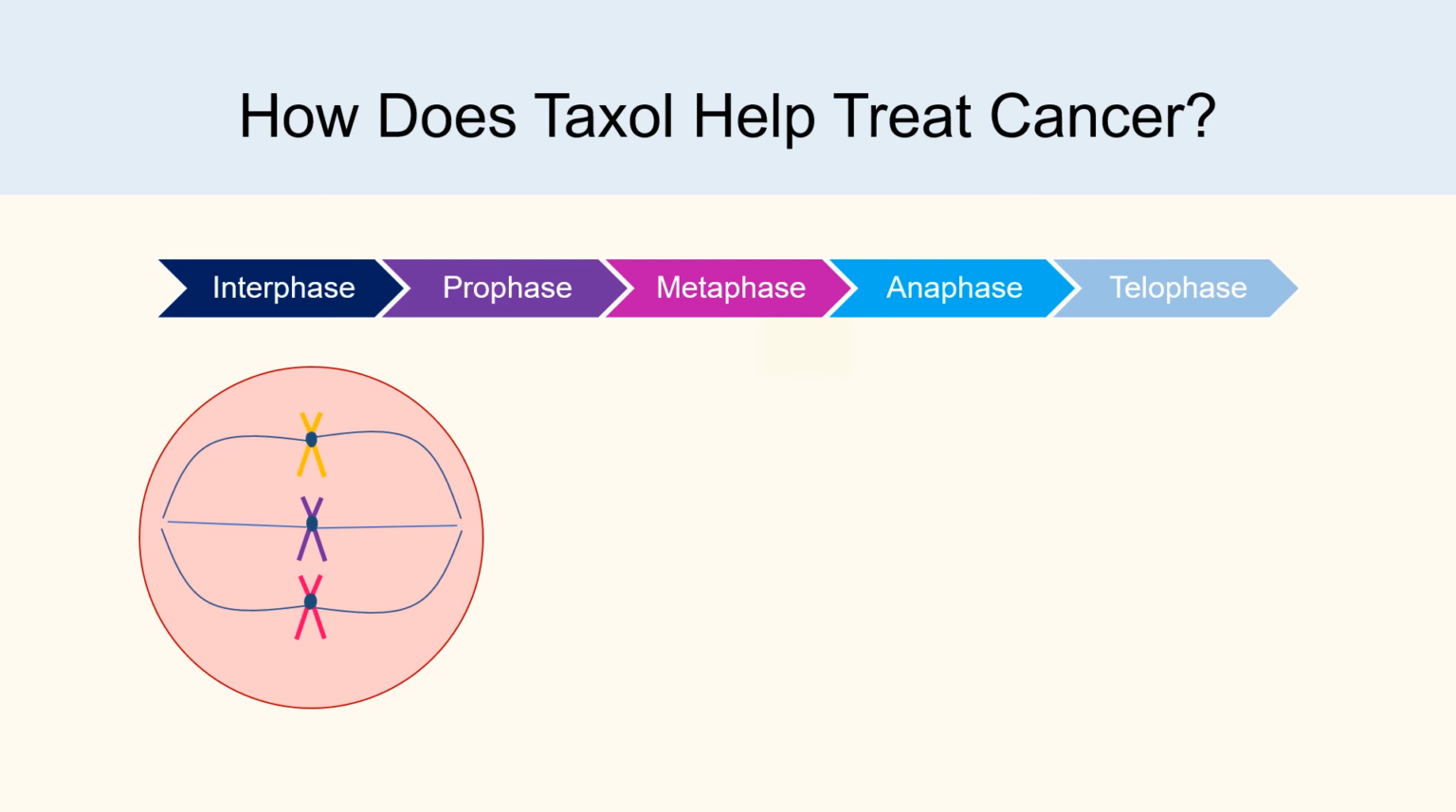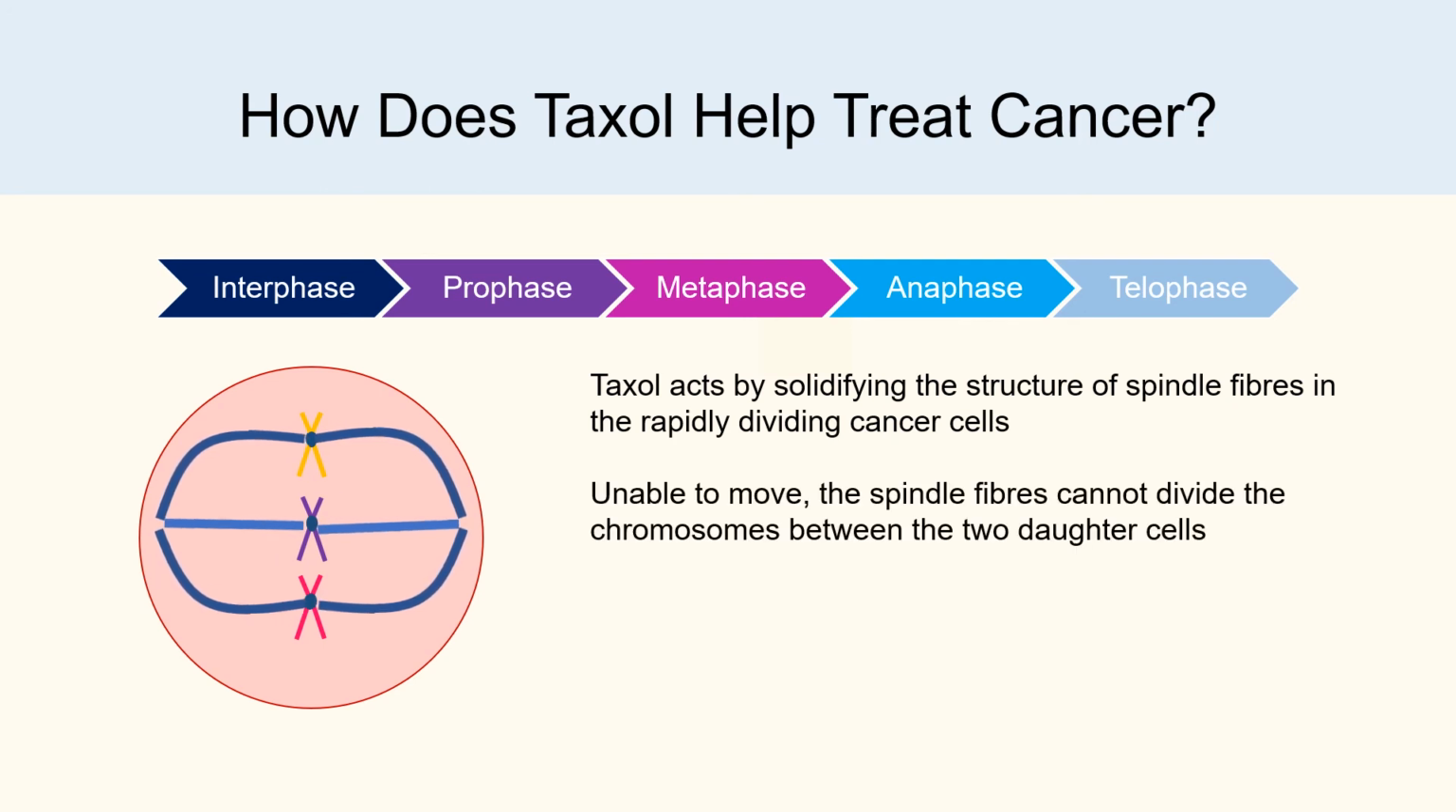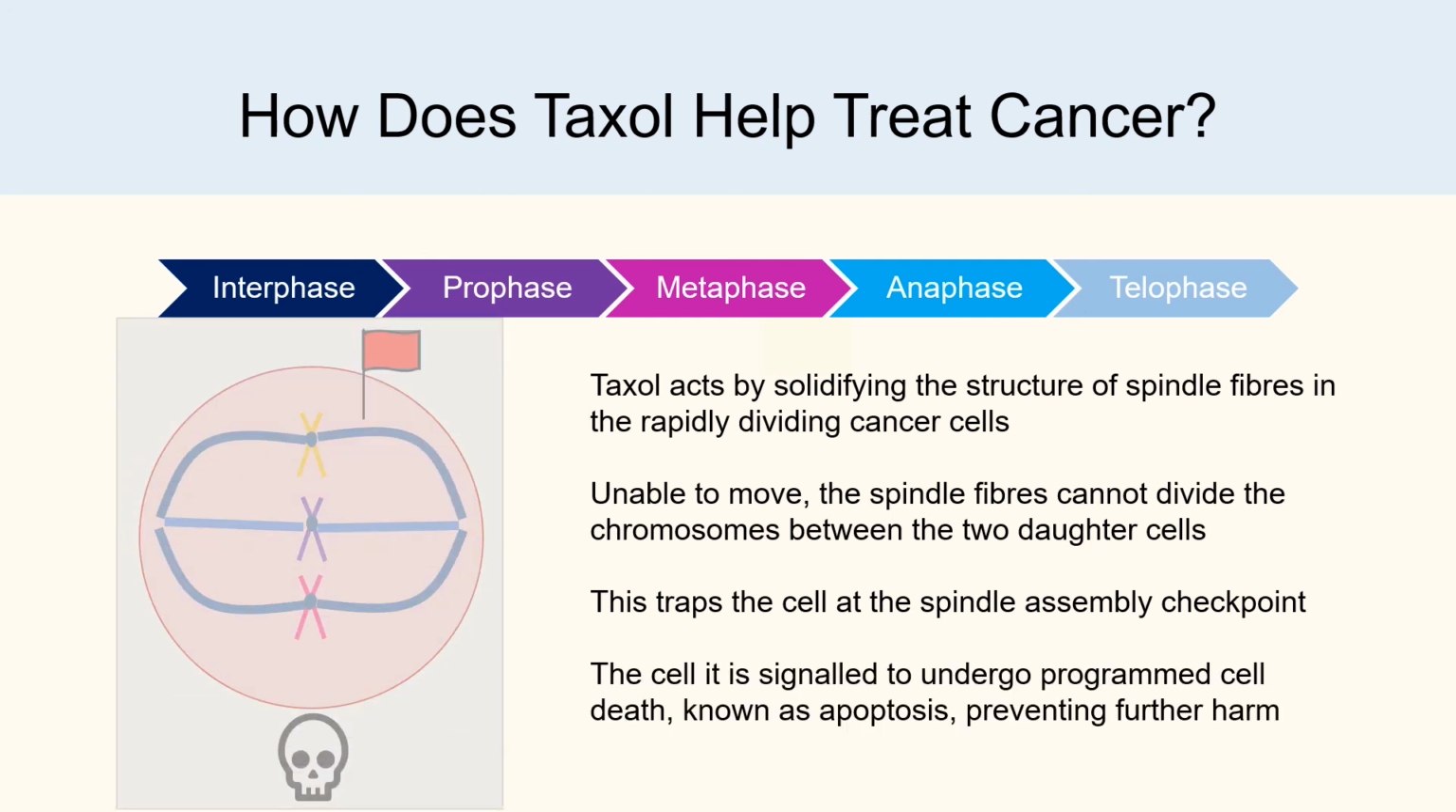So how does Taxol work to help treat cancer? Taxol works by solidifying the structure of the spindle fibers in the rapidly dividing cancer cells. Unable to move, the spindle fibers cannot divide the chromosomes into the 2 sister chromatids, allowing them to be divided between the 2 daughter cells. This traps the cell at the spindle assembly checkpoint and signals the cell to undergo programmed cell death, known as apoptosis, which prevents any further harm from occurring from the damaged cell.